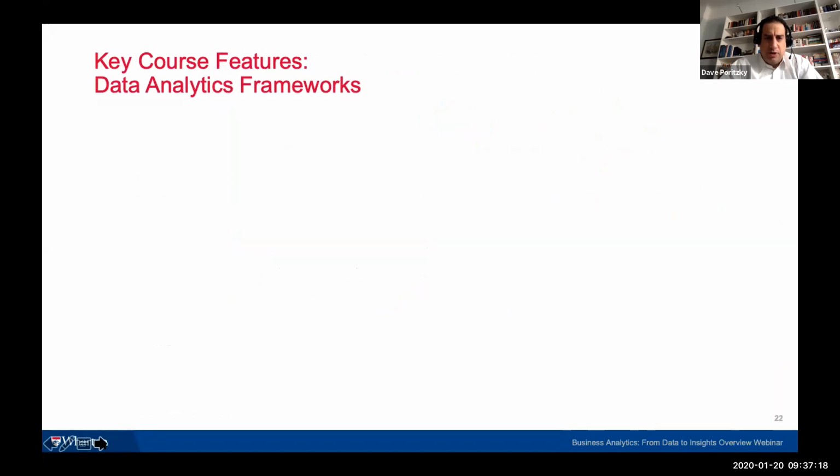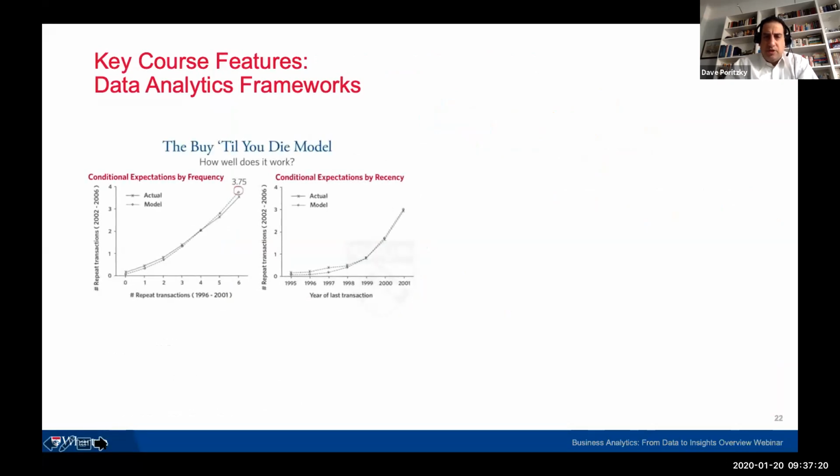So really, as we look at the course, when we talk about some of the key features, we look at some of the frameworks. Frameworks and terminology, and I said this earlier, are not hard and fast rules so much as part of the literature, part of the body of work, part of helping us to speak a common language with one another. So again, we're going to be looking at different analytics frameworks, bringing you up to speed.